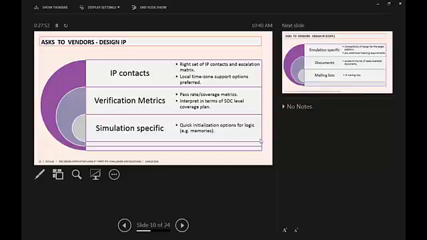Simulation specific, we also want to make sure that the vendor provides some optimization, because if it's a deprecated one, we have to ask for that support if they don't have one. For example, I have to initialize, let us say, hundreds or 200 registers for each and every configuration of my IP. That's going to cost you a lot in terms of simulation. These are some of the asks.